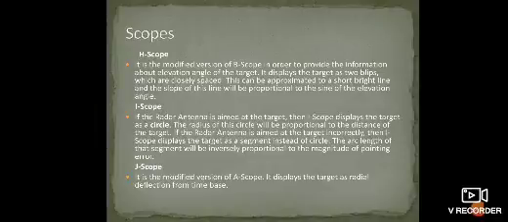And the next one is the I scope. If the radar antenna is aimed at the target, this scope displays the target as a circle. That means the target is shown as a circle.